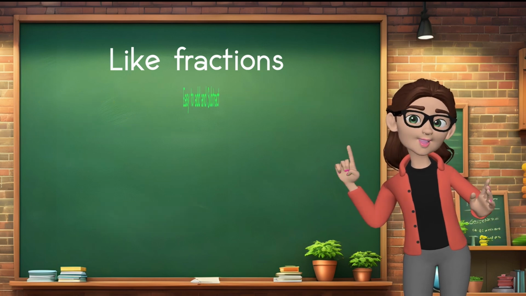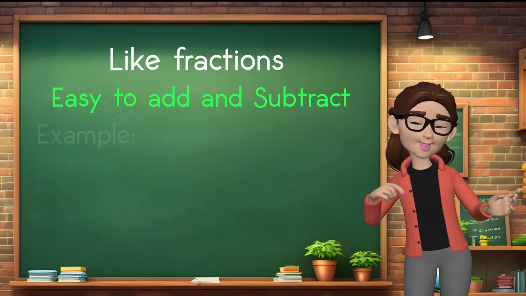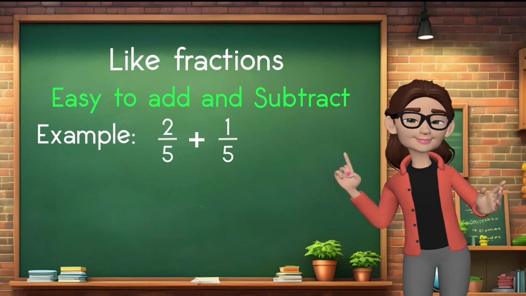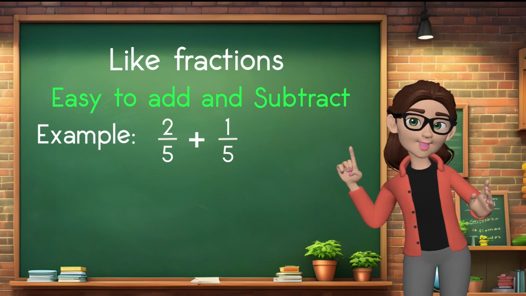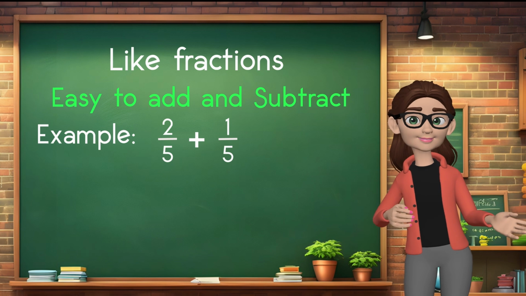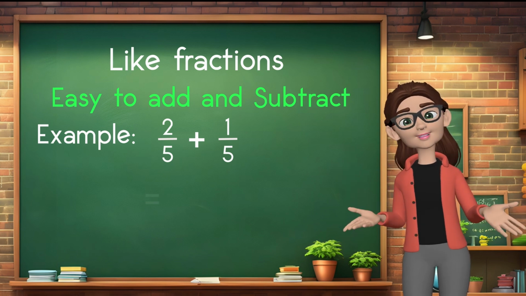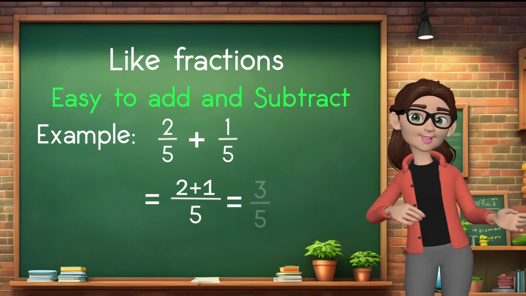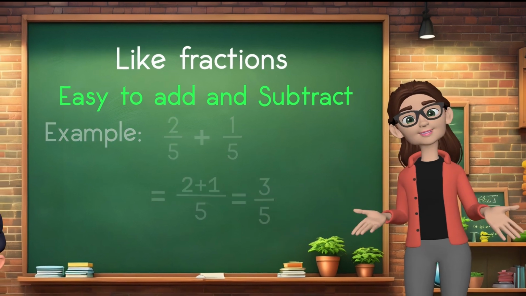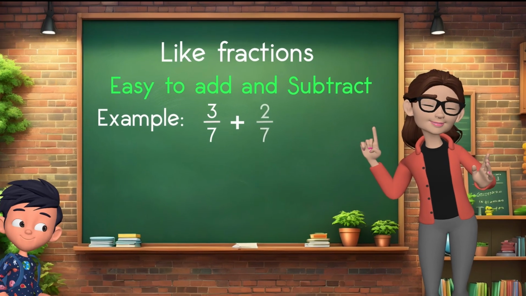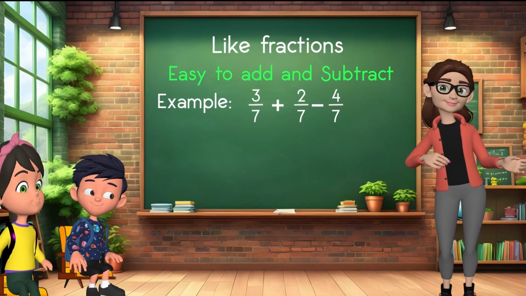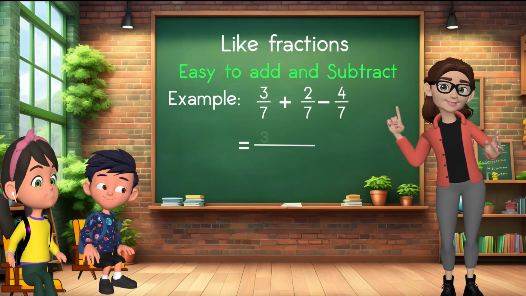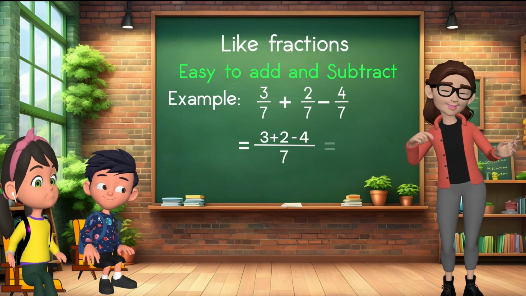Like fractions are easy to add or subtract. For example, solve 2/5 plus 1/5. For adding like fractions, just add the numerators of the fractions, and keep the denominator as it is. Therefore, we get 2/5 plus 1/5 is equal to 2 plus 1 divided by 5, that is, 3/5. Let us give another example. Solve 3/7 plus 2/7 minus 4/7. These fractions are like fractions. So keeping the denominator same, we just add and subtract the numerators and we get 1/7.